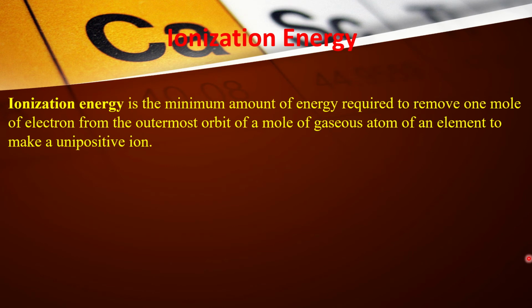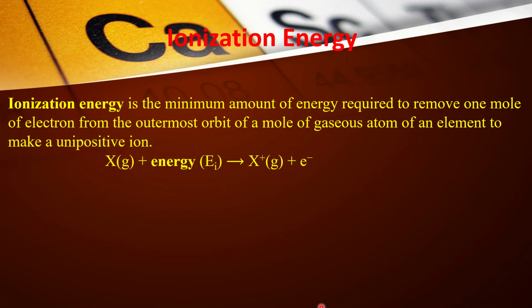At first, ionization energy. What is ionization energy? Dear students, ionization energy is the minimum amount of energy required to remove 1 mole electron from the outermost orbit of 1 mole of gaseous atom and make it 1 mole of unipositive ion. That means when 1 mole of electron is removed from an atom and makes it 1 mole of unipositive ion from its gaseous condition, then the amount of energy that is needed is called ionization energy.